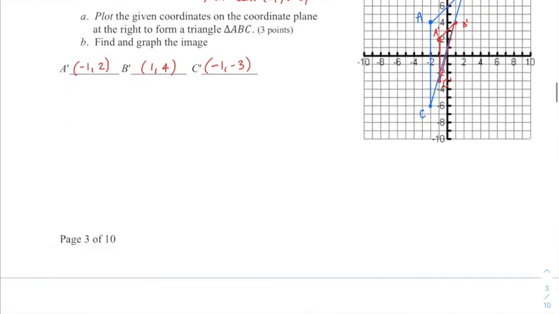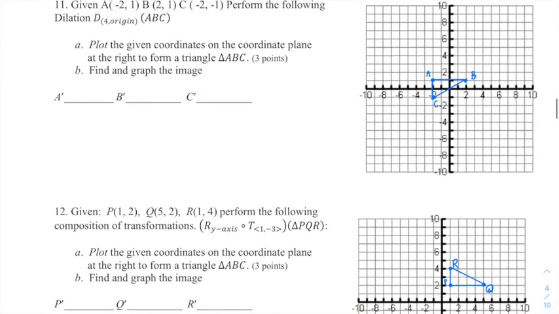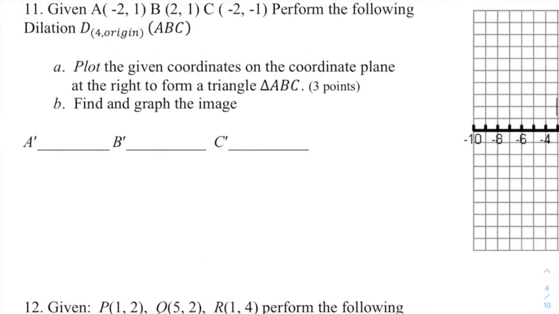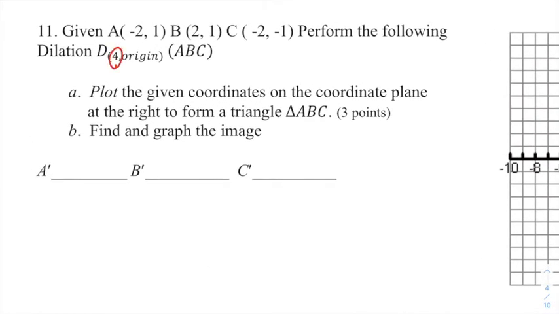All right. I think we got 1 or 2 more here. What's this next one? All right, next one here. You got a scale factor this time of 4, so everything's going to get times by 4. So this one here will be negative, what would that be? -8 comma 4. B prime would be 8 comma 4. And then C prime, that'll be -8, -4.